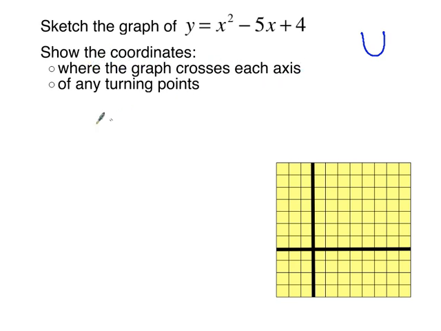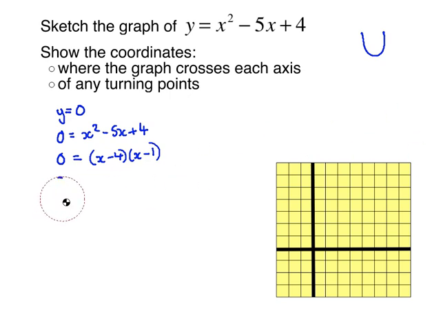Where the graph crosses each axis, so first of all I'm going to find where it crosses the x-axis, and to do that I'm going to set y equal to 0. So if y is equal to 0, we've got 0 equals x squared minus 5x plus 4. So that's a standard quadratic to solve. You've either got a formula or completing the square or factorising. And this one factorises quite nicely into (x minus 4)(x minus 1), and therefore, the solutions to that are when x is 1 and x is 4.